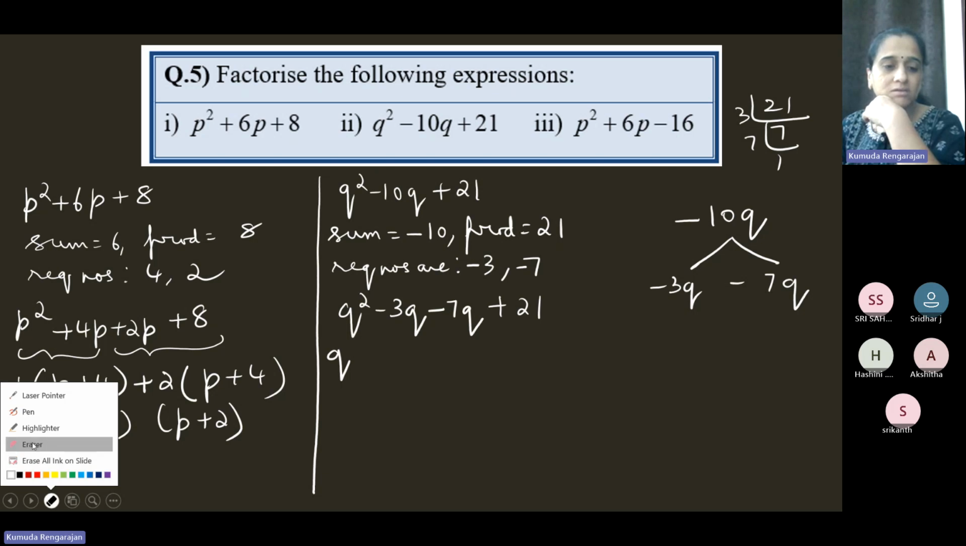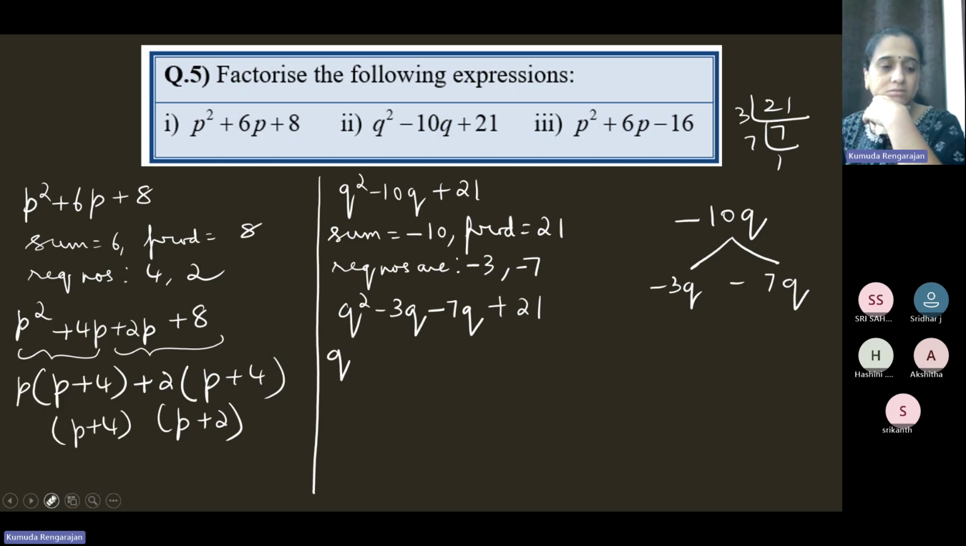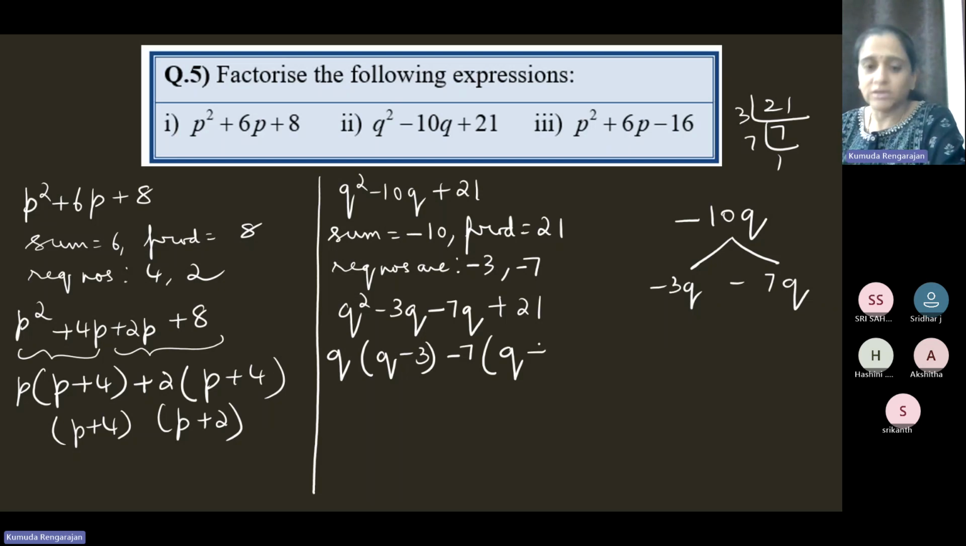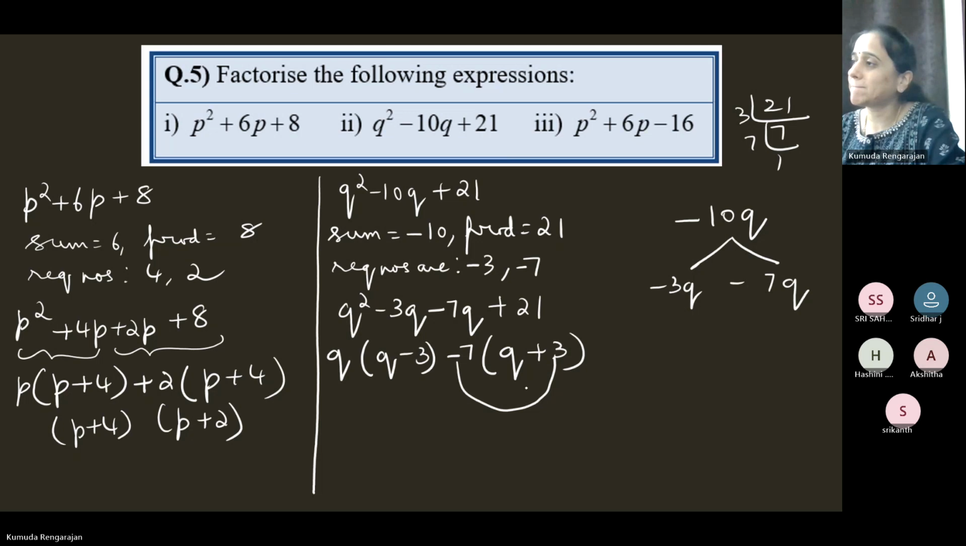Q, open bracket, q minus 3, close bracket, minus 7. Minus 7, q plus 3. See, q plus 3. Okay, let me write q plus 3. What is minus 7 into plus 3? Tell me what is minus 7 into plus 3? Minus 21. But what is it there? It's plus 21.